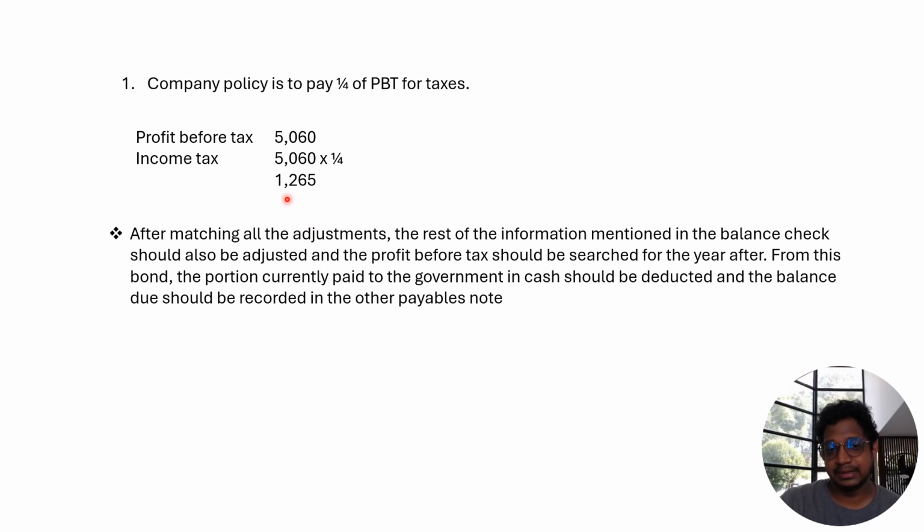And this income tax, there is no drama about income tax that comes from last year. You purely have to record in the income statement income tax of 1,265, and then check the trial balance to see if you paid any amount within the year for the taxes. If you paid, the difference you have to record in current liabilities. If you didn't pay any amount for the taxes yet, this full amount you have to record in current liabilities. So that's all for question number one, company accounts.